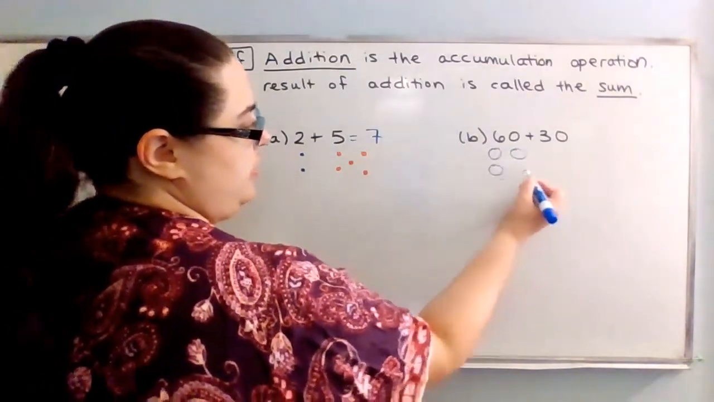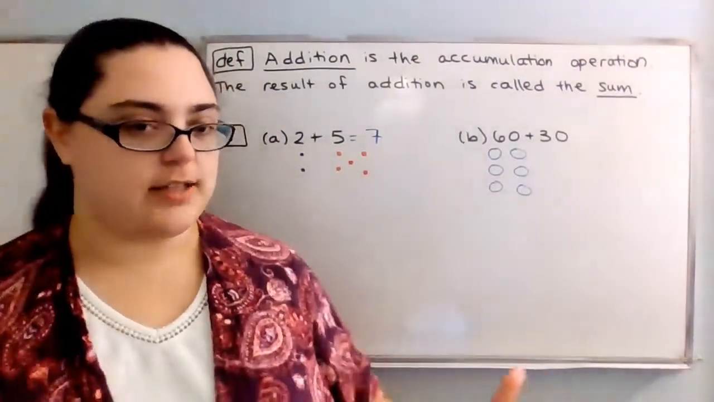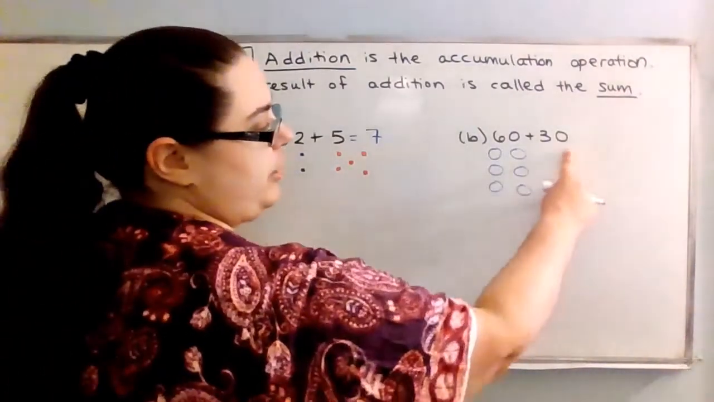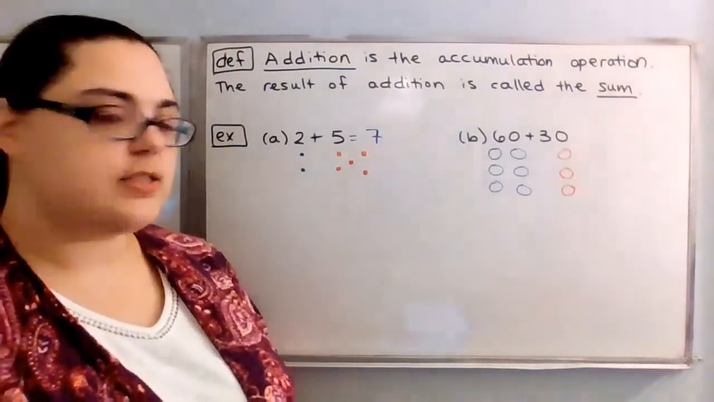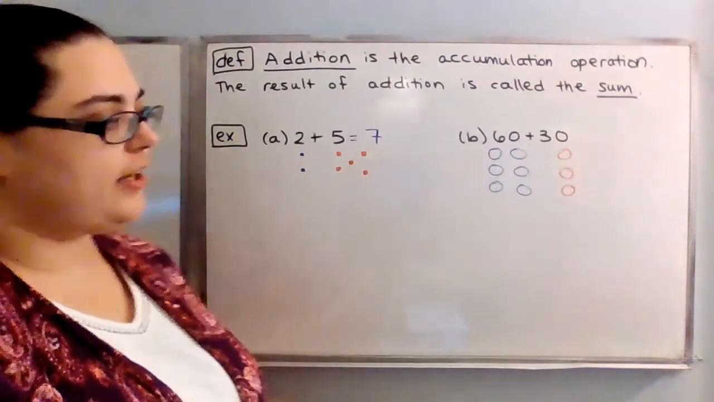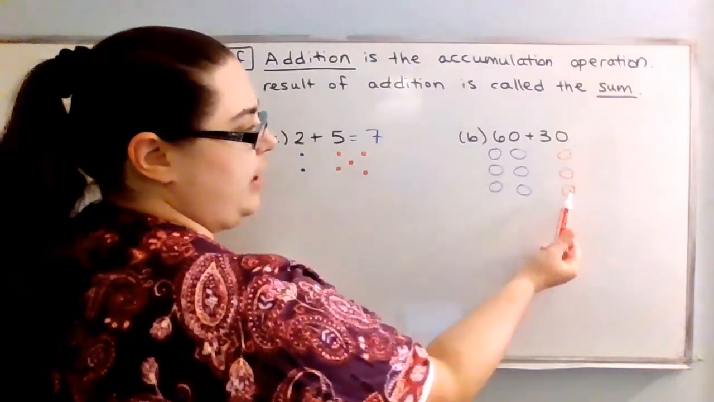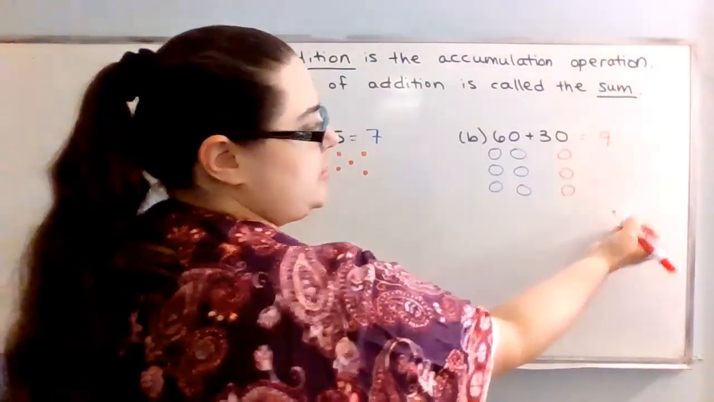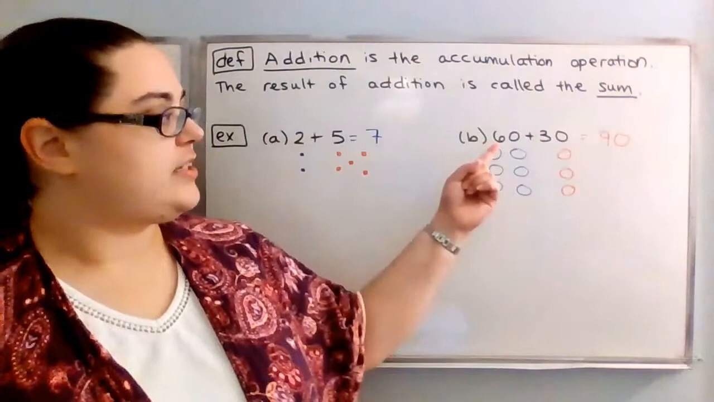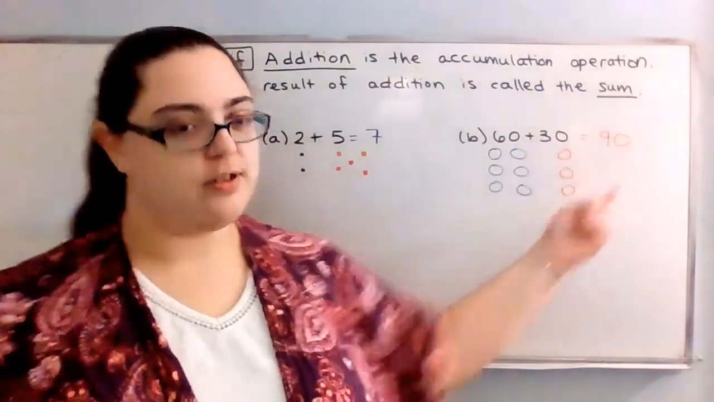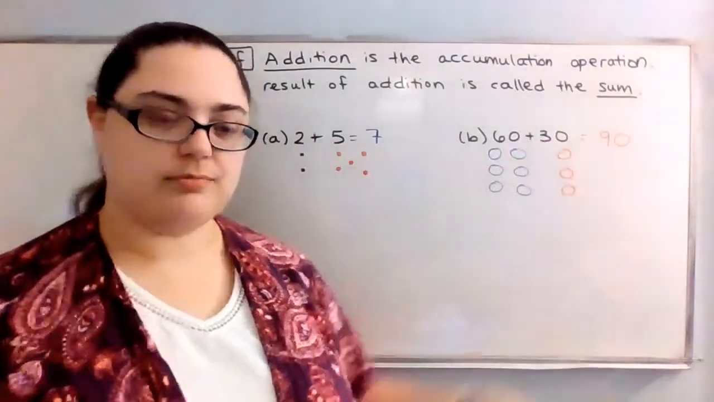So 1, 2, 3, 4, 5, 6. Each of these circles represents a dime or 10 cents. And then here we have 30, so let's draw 1, 2, 3, because 3 dimes would be 30 cents. Now if I add those together, I can count up how many dimes I have: 1, 2, 3, 4, 5, 6, 7, 8, 9. Since I have 9 dimes, that means I have 90 cents. Or since I have 6 tens plus 3 tens, I get 9 tens. So 6t, where t is like 10, plus 3t is 9t.